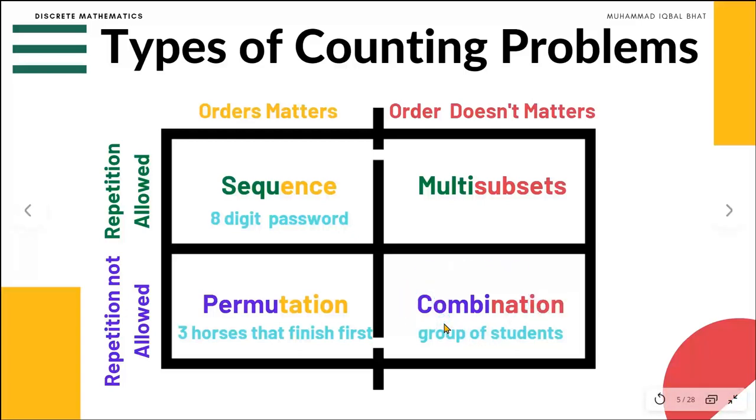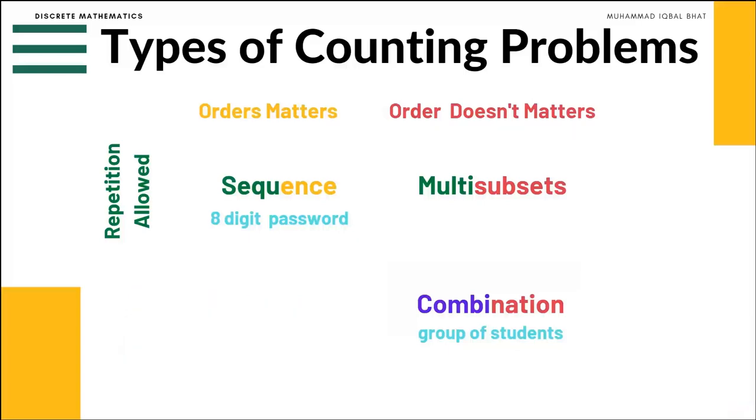There is another, 4th type of counting problem. Those are called multisets. And in multisets, order does not matter and repetition is allowed. So this is another kind of problem. And these are the 4 types of counting problems. Whenever you encounter some counting problem, it will fall within these 4 quadrants. Moving ahead.